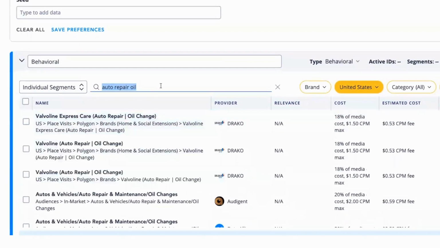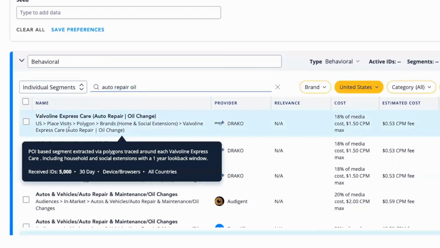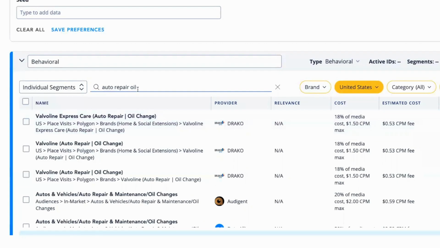Start playing with the keywords, start adding different keywords until you find or come close to the audience that you are trying to pull. So again, in this example, my planner reached out to me and said, hey, we're pitching this dealership. They want to target people that like to change their own oil. So like the DIYers of cars, right? So I put auto repair oil. It doesn't make sense, but it's okay.